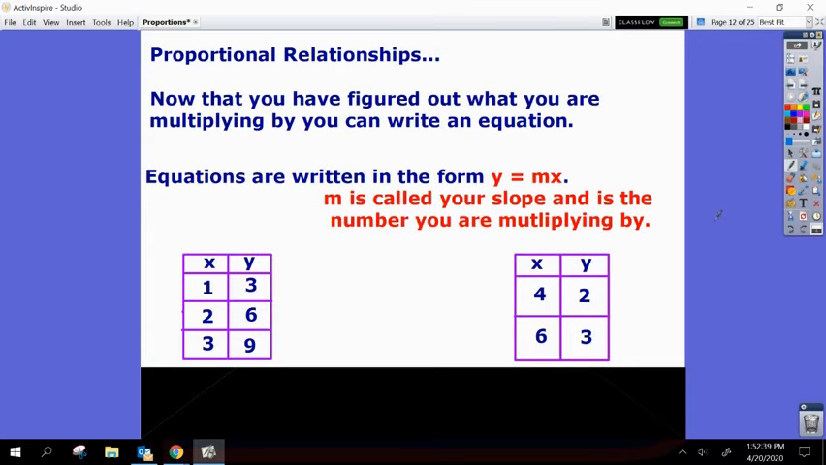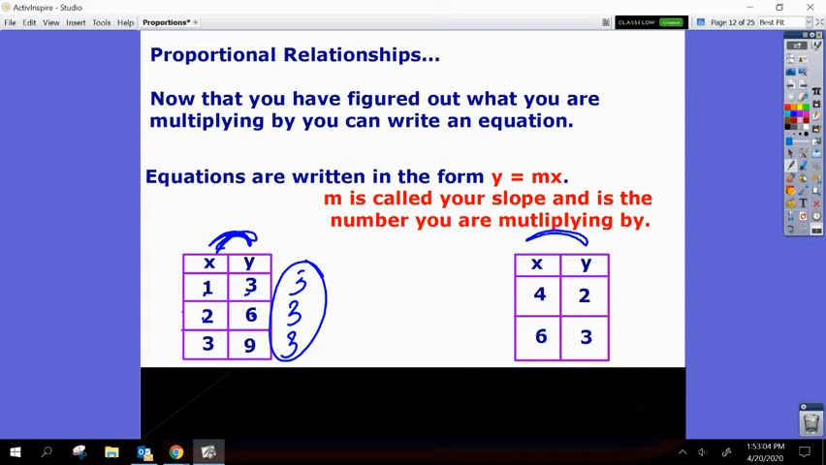We can do the same thing from other tables, where we simply do y divided by x. Now pay attention, because they might flip-flop which one's the y and which one's the x. So it's 3 divided by 1, which is 3, 6 divided by 2, which is 3, 9 divided by 3, which is 3. So that's the constant of proportionality, 3. If it was a different number, it's not a proportional relationship. It has to be the same on all of them. Not most of them, all of them.